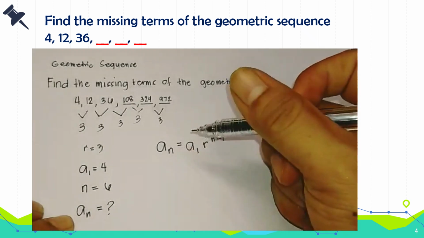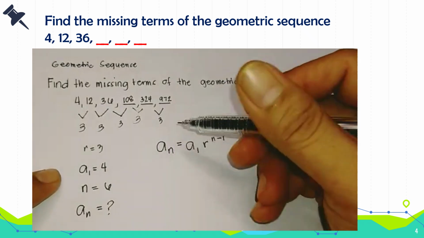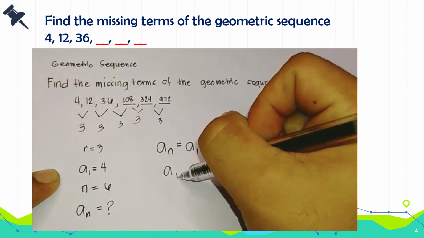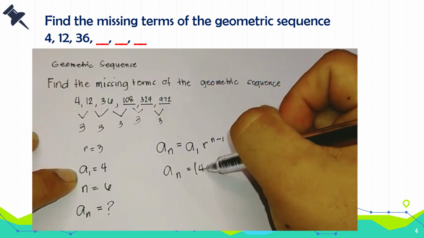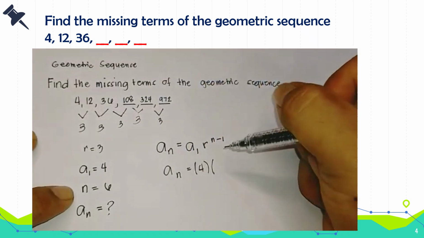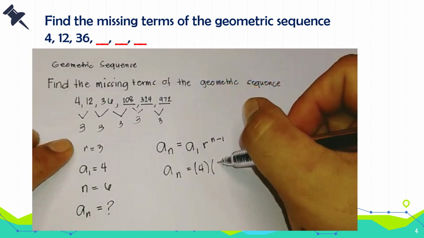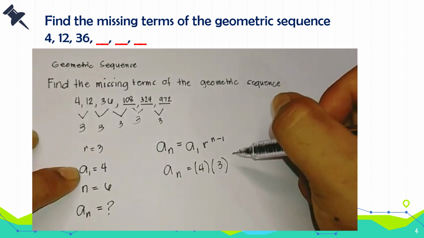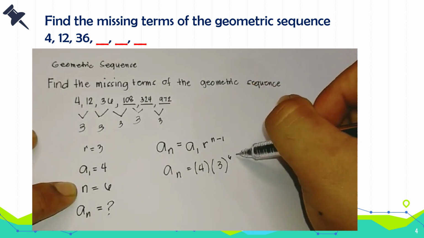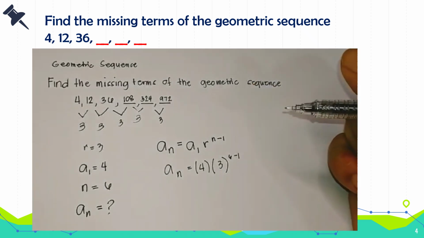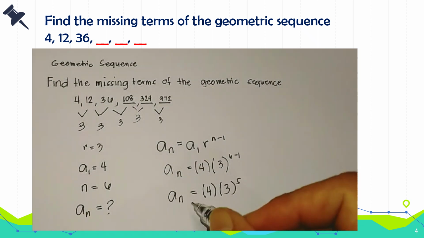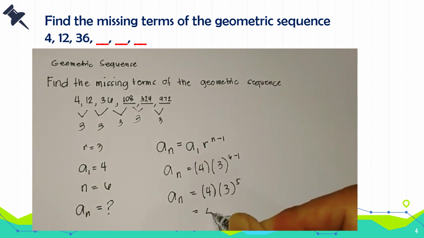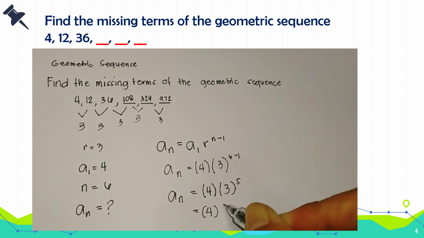Now let's substitute the given on the formula. A sub n is equal to 4. Ratio here is 3 with the exponent of 6 minus 1. So the exponent here will be 5. Let's continue. Copy 4. Let's do it one by one.